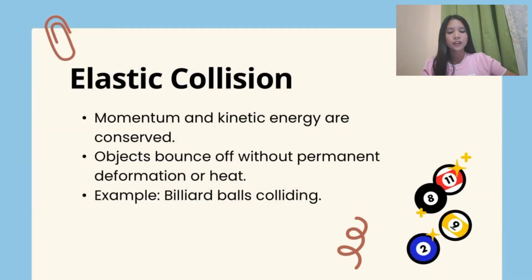In an elastic collision, both momentum and kinetic energy are conserved. This means that the total kinetic energy before and after the collision remains the same. Objects involved in an elastic collision bounce off each other without undergoing any permanent deformation or generating heat. A common example of this is the collision between billiard balls.